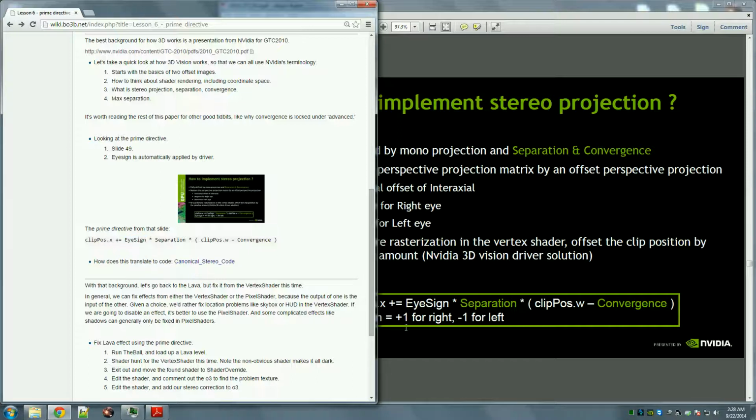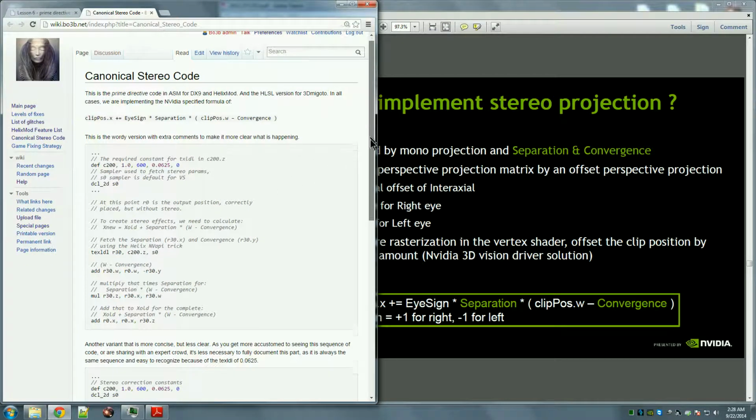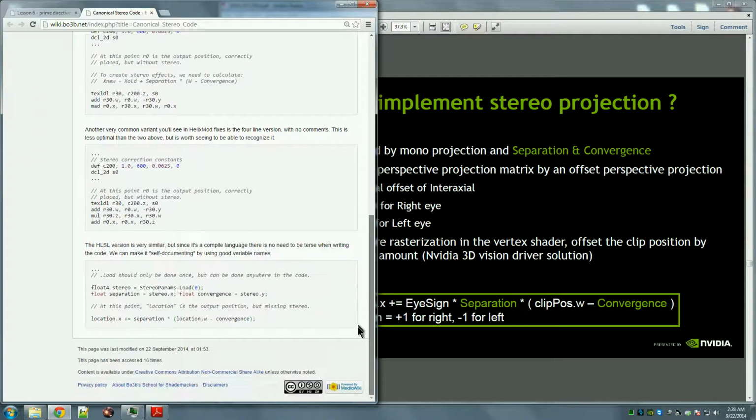So now, with that in mind, I'm going to show you another thing that I've made here. This is a canonical stereo code. So this is translating the prime directive from straight math into what the code is going to be. You can use this as a reference and look at this to see how it works. I'm going to go to the HLSL version because the code is more clear in high-level languages. So this is the actual mechanism that happens when we're doing the code.